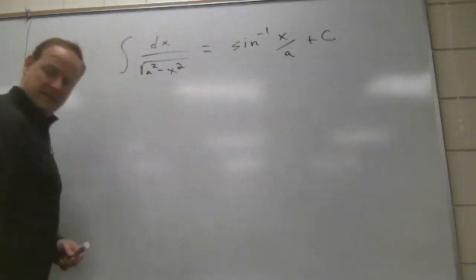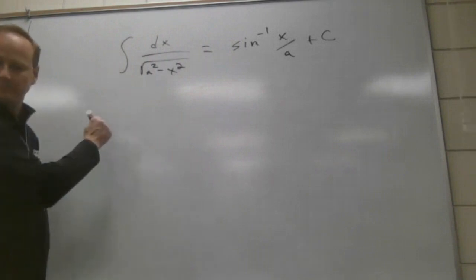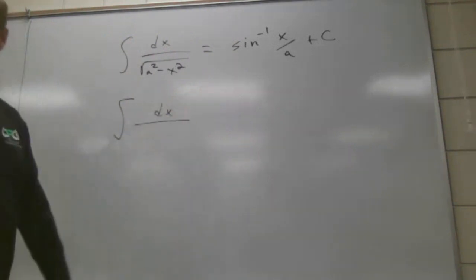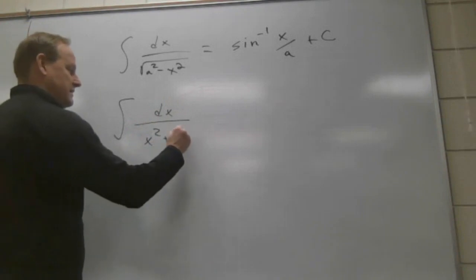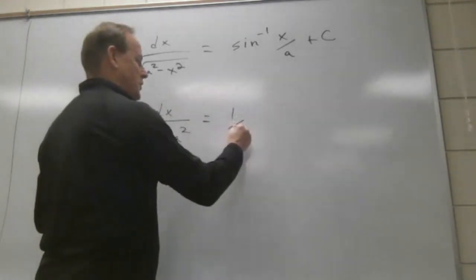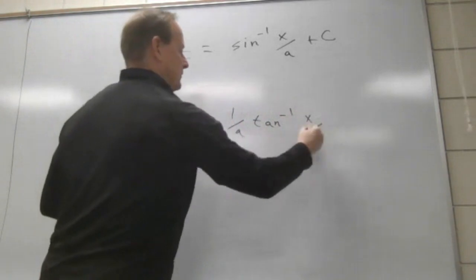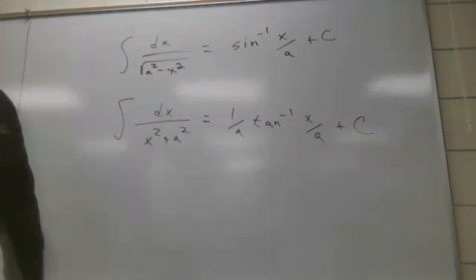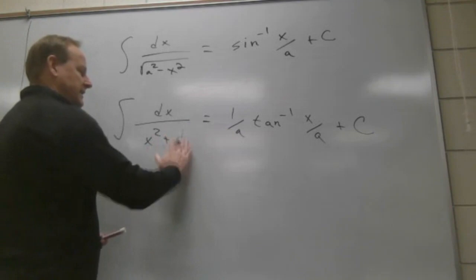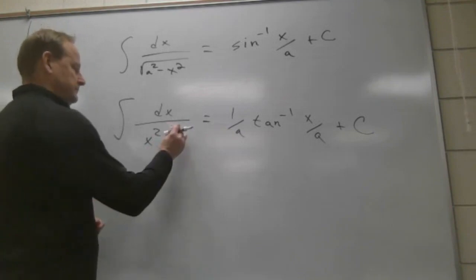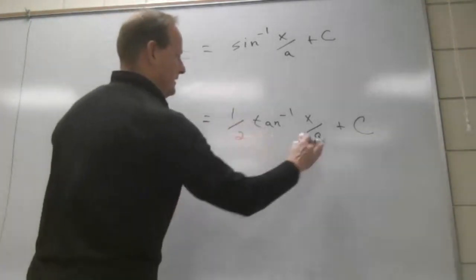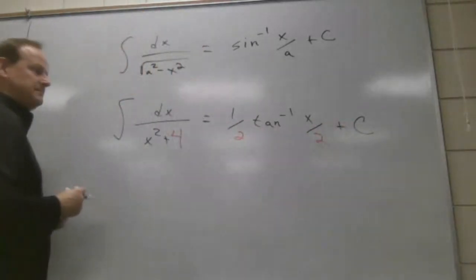And then we had 2 others that we really need to know. The integral with respect to x of 1 over x squared plus a squared: we have 1 over a on this, where a is a constant. So it's 1 over a arc tangent of x over a plus c. Pretty simple deal. What if I had x squared plus 4? Well, that's 2 squared, right? So this is going to be 1/2 arctangent of x over 2 plus c.